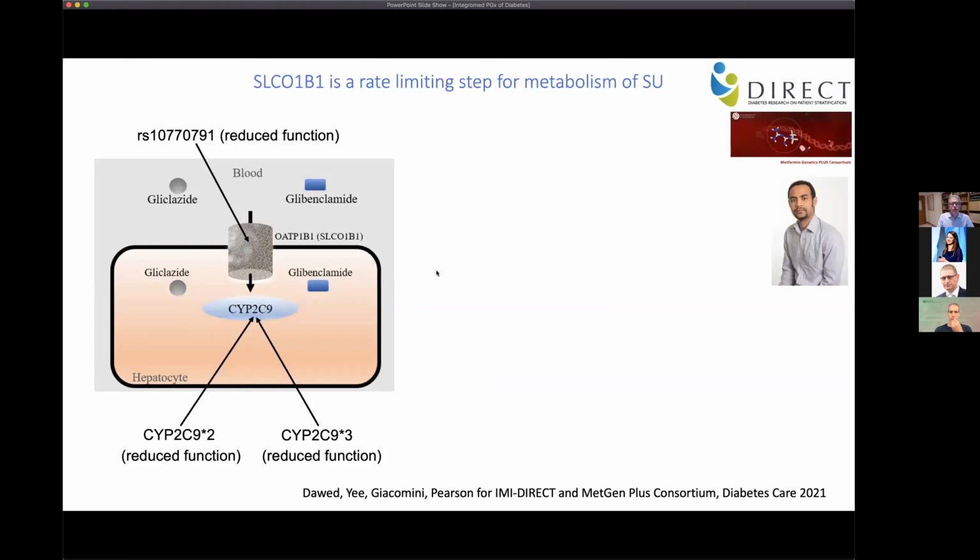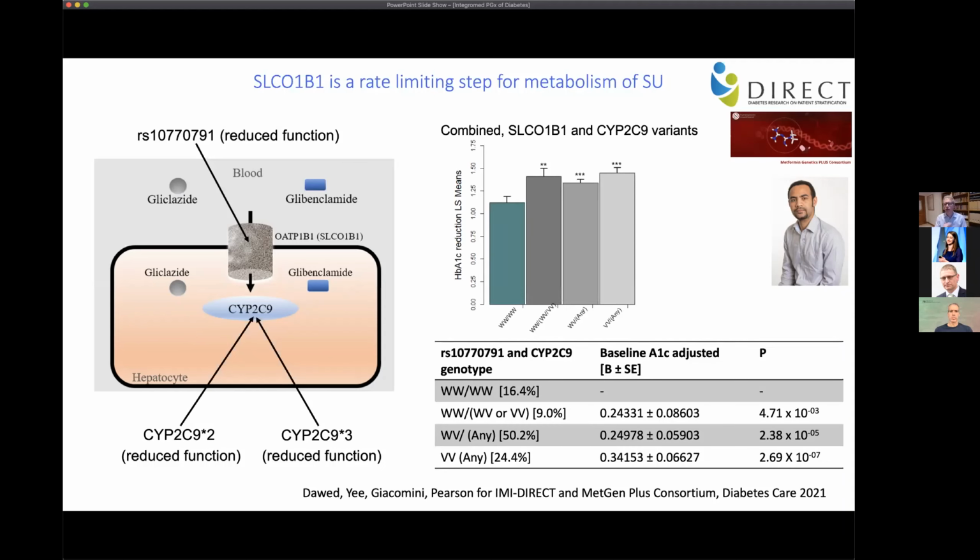So what's the bottom line here? Well, we have a transporter, SLCO1B1, where reduced expression reduces uptake into the hepatocytes. We know that sulfonylureas are metabolized by CYP2C9, and we've reported previously that loss of function of these CYP2C9 alleles increases efficacy of sulfonylureas. When we combine them together, we actually find that it's this transporter here that's rate limiting. And I won't go into any more detail here because of time.